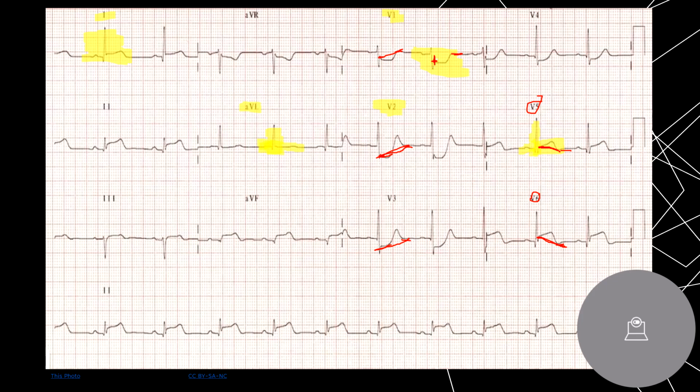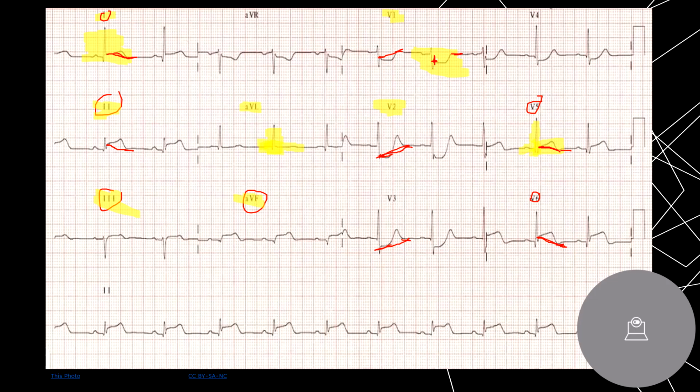Okay, so let's click on this guy and go. There's his baseline, right? That's termination. So you have a little bit of elevation here. Baseline, termination, a little bit of elevation. Oh, that's 2, excuse me. So a sum in 1, AVL looks okay. And then we'll go 2, 3 in AVF, right? Highlight that. So this is the inferior wall right here.